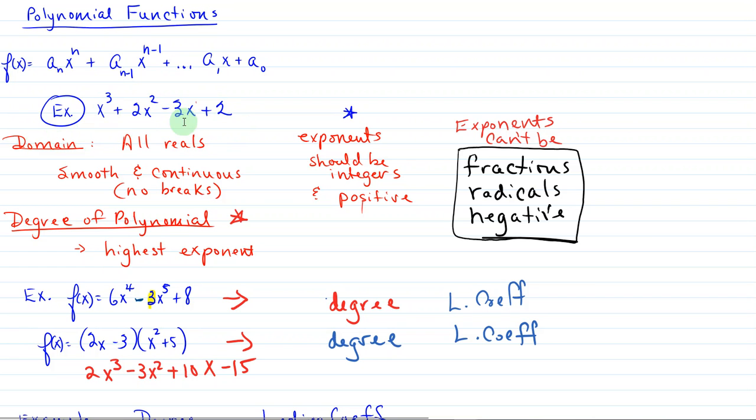And what we want to really understand is that the domain of all polynomials is all reals. There are no restrictions. X can be anything in the world. We also want to note that exponents should be integers and positive.